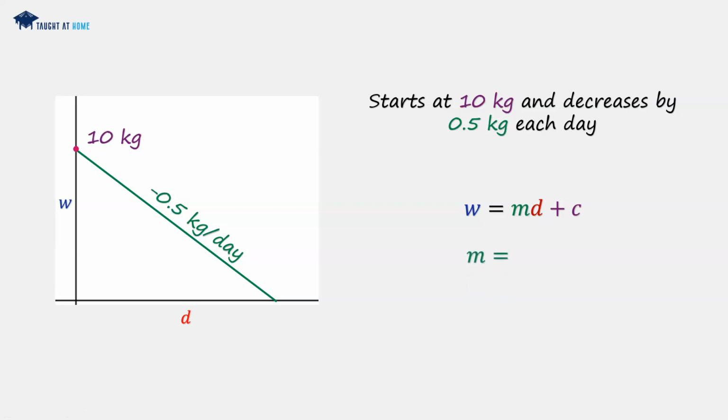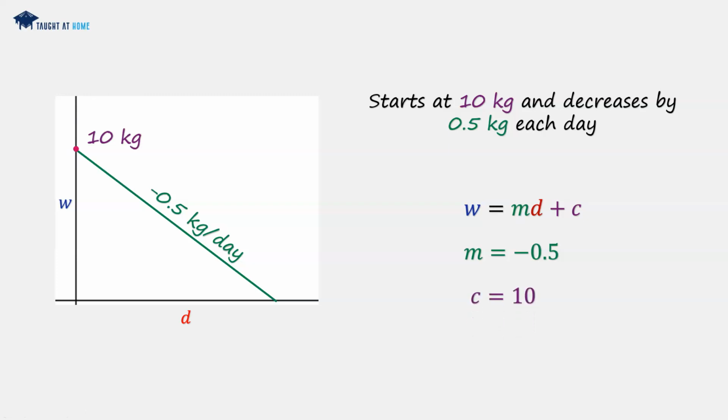So what would m be? Well, we've already got this. We've got a rate of change, so we're losing 0.5 kilograms each day, so m in this case will be minus 0.5. And c, the y-intercept? Well, it's the initial value. It's 10 kilograms. So we can go ahead and say c is equal to 10.